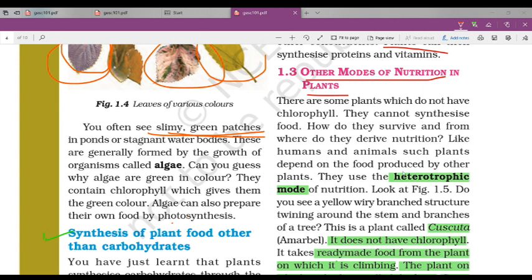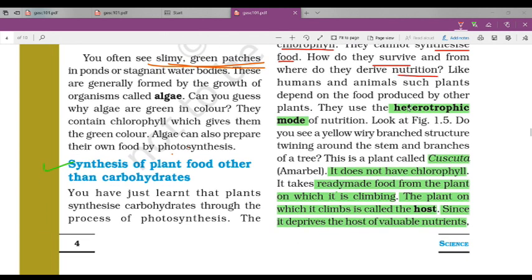Now, what do we call the plants? We call the plants autotrophs because they can form their food easily with the help of chlorophyll. There are some plants which do not have chlorophyll, and then they can't synthesize their food. So how do they survive? How do they get their nutrients? Like humans and animals, which are dependent on plants and other animals.